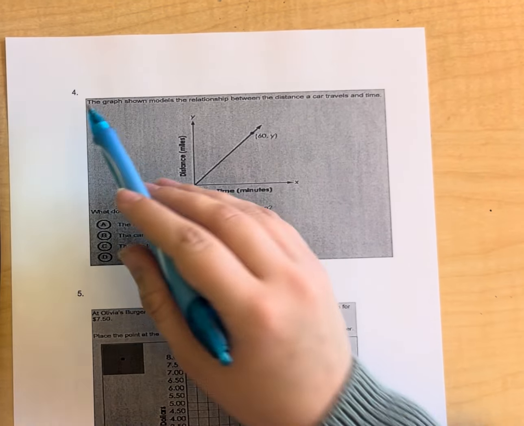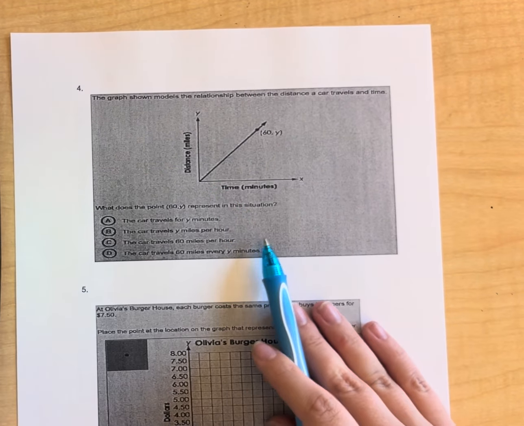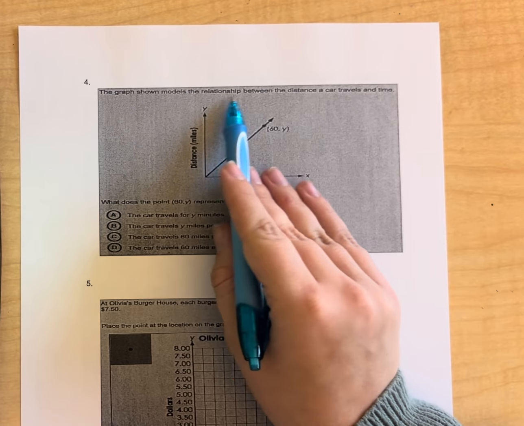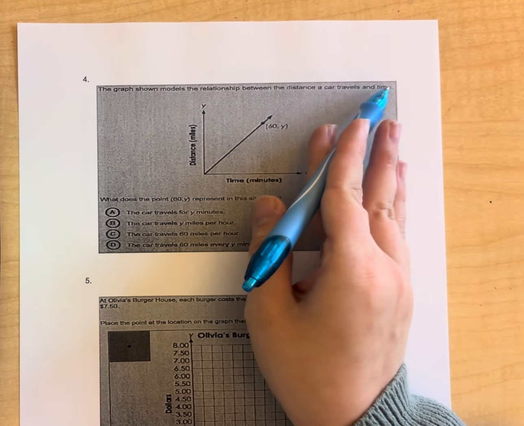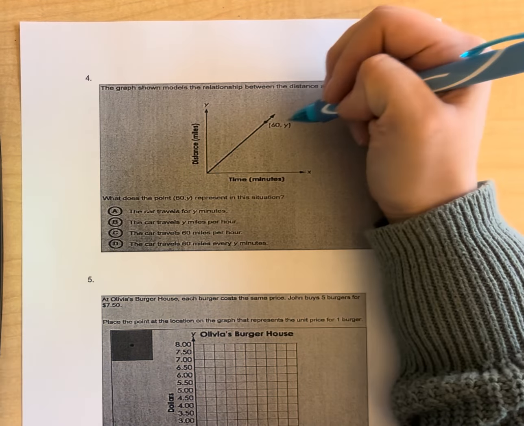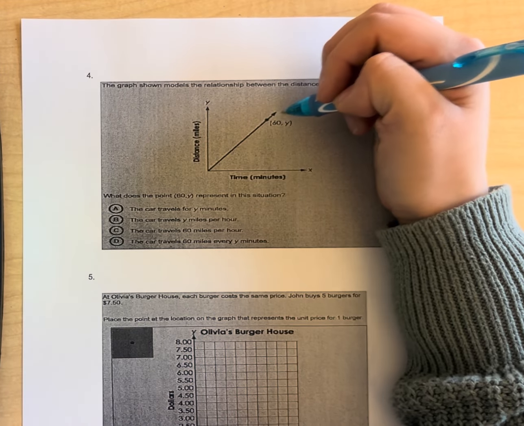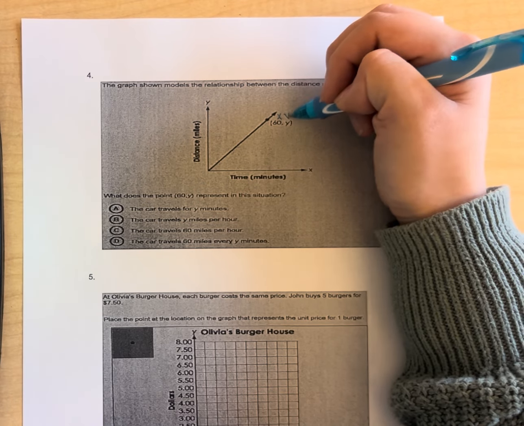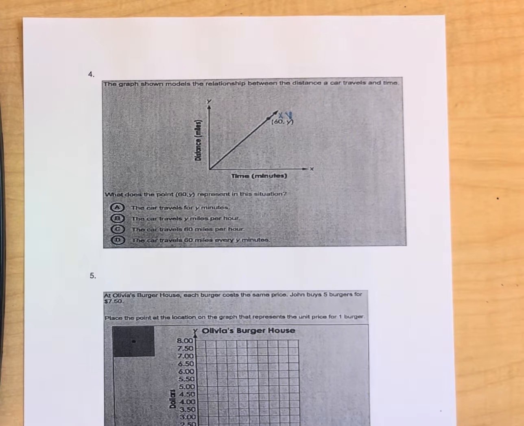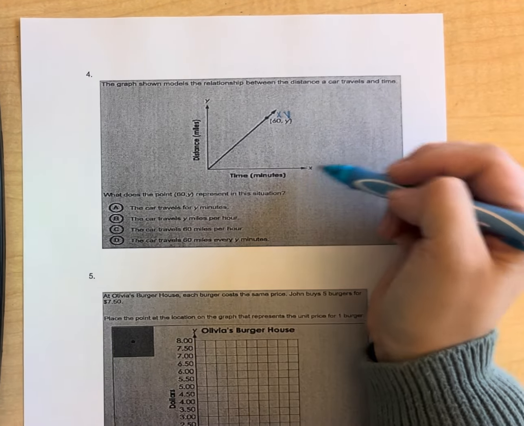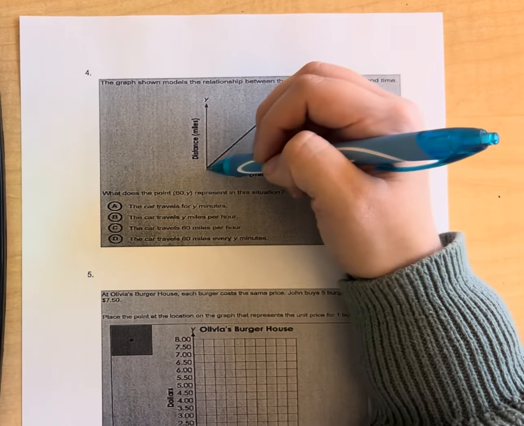Okay, so let's look at question number 4. It says, the graph shown models the relationship between the distance a car travels and time. So first of all, I'm given this point. I know that my points go X and then Y. So I need to see what X represents. Let's look at our graph here.